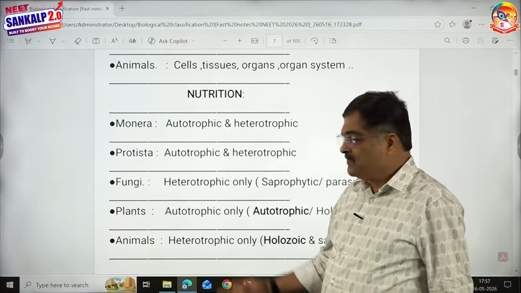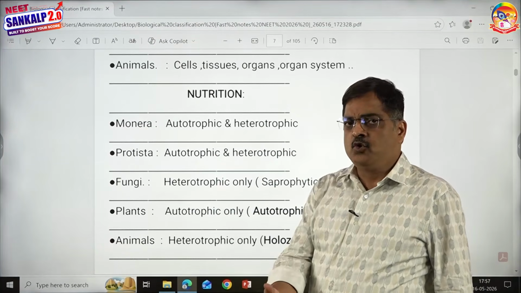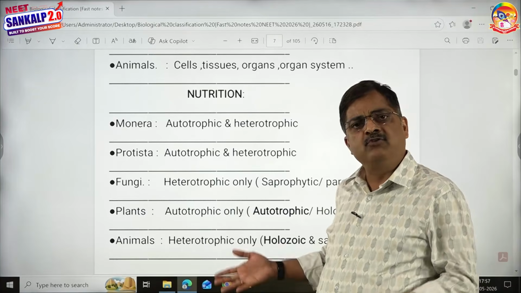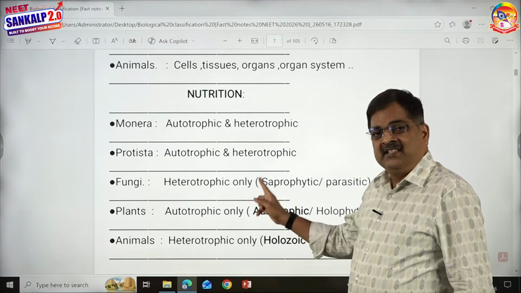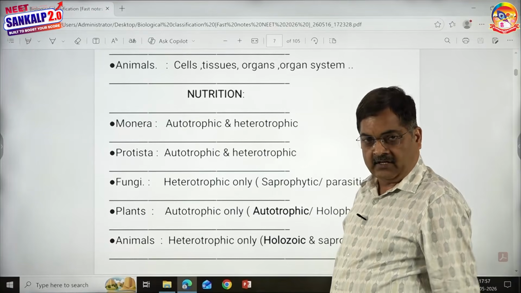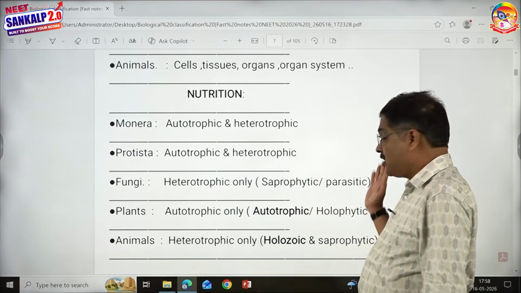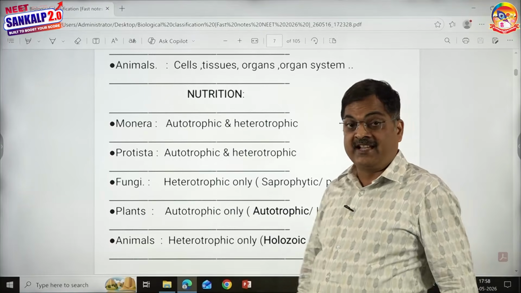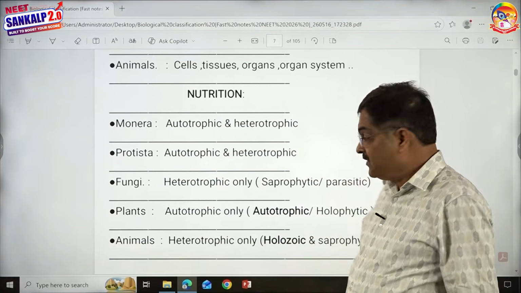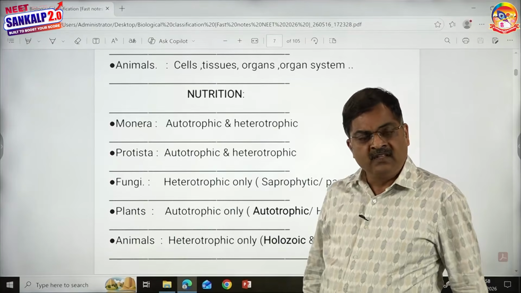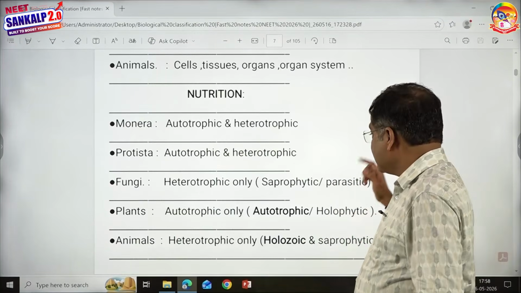Coming to Protista, there may be autotrophs and heterotrophs. Diatoms, dinoflagellates and euglenoids are autotrophs. Slime molds and protozoans are heterotrophs. Coming to fungi, it is a kingdom which is exclusively heterotrophic, just like animals. Heterotrophs only. They may be saprophytic or parasitic. Saprophytic is clearly given in your textbook, feeding on dead and decayed organic matter. They may be parasitic also. Albugo, which causes white rust, is a very popular question asked. All right, that is a parasite.